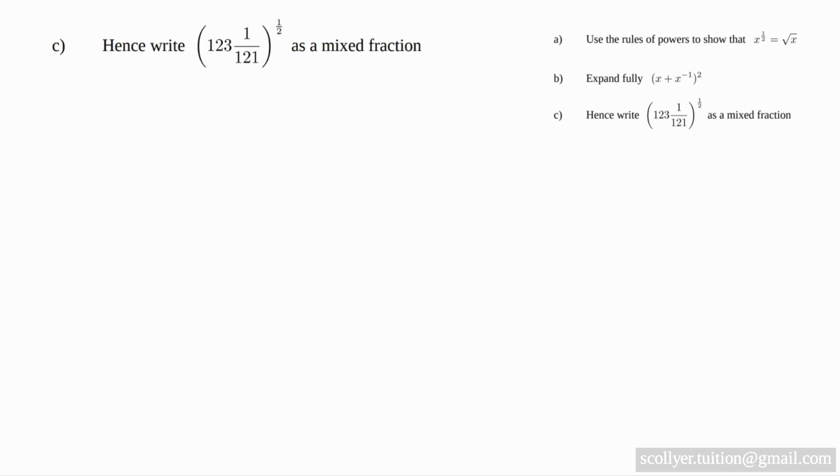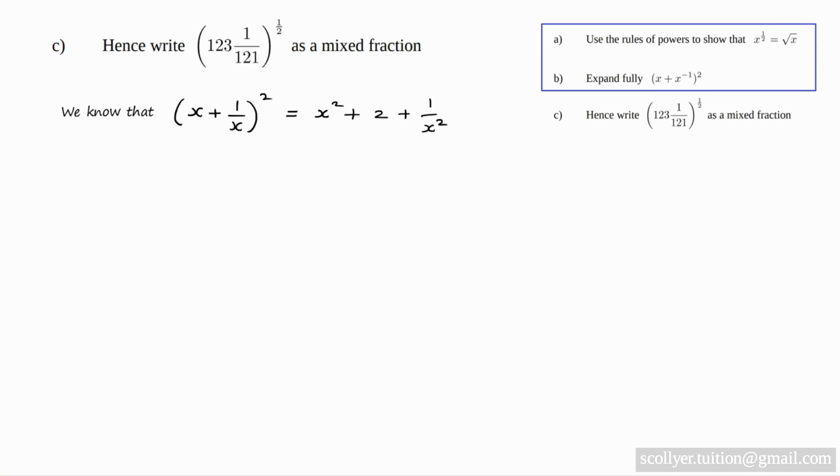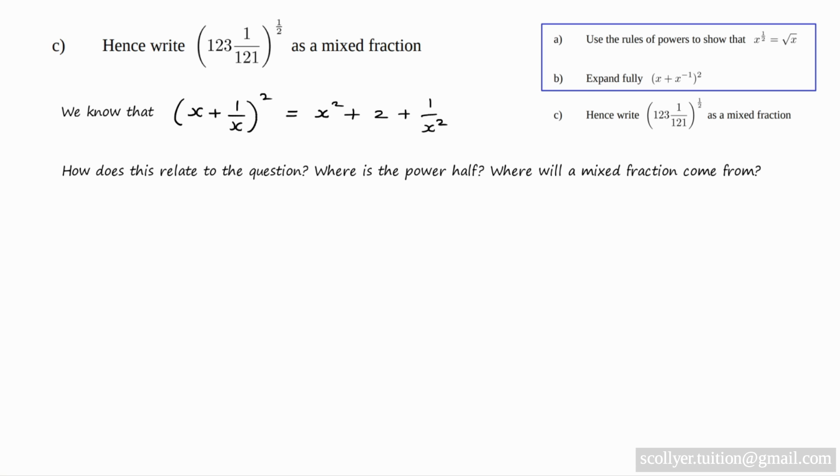Part C. Hence write 123 and 1 over 121 to the power half as a mixed fraction. Since this question states hence, we must use either or both of the two previous parts of the question to answer this part. And we know from part B that x plus 1 over x squared equals x squared plus 2 plus 1 over x squared. But at the moment it's not clear what part B has to do with part C. We could ask the question, where is the power half? And also, where will a mixed fraction come from?